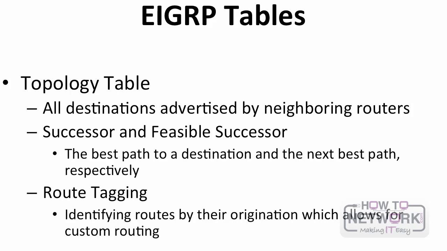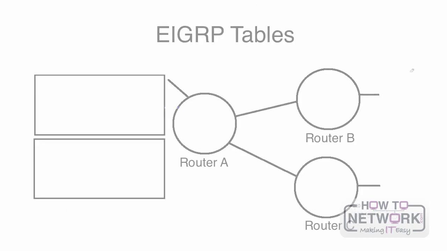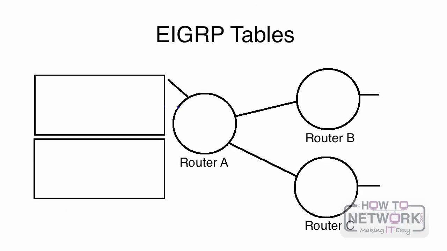Now remember, within the topology table, you can see the route tags. So in EIGRP, you can actually perform route tagging. And all you really need to know for now is that you can identify routes by their origination, which allows for custom routing. So you can tag those routes with a manual entry. So that's all you really need to know for now. But getting back to EIGRP tables.